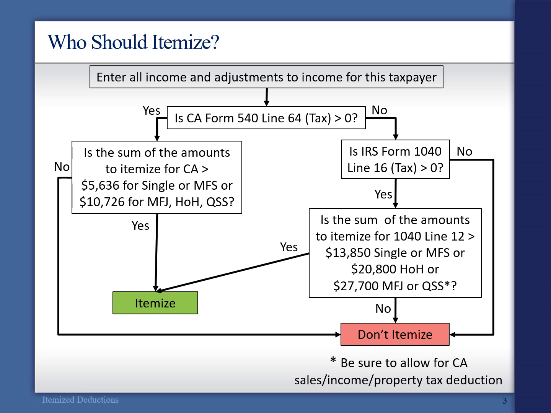TaxSlayer will select the most advantageous deduction, standard or itemized. If the taxpayer has no California or federal tax liability, don't bother itemizing. Use the interview tips on Publication 4012, pages F5 and F6, to help determine if they have sufficient deductions that would warrant itemization.